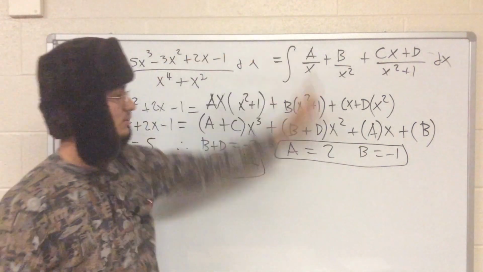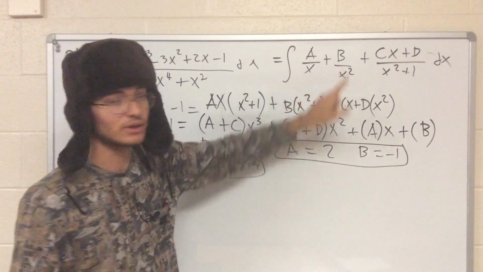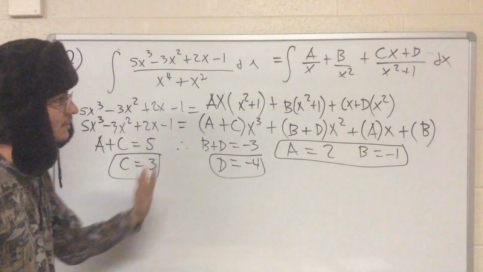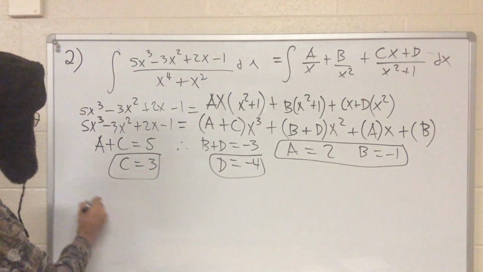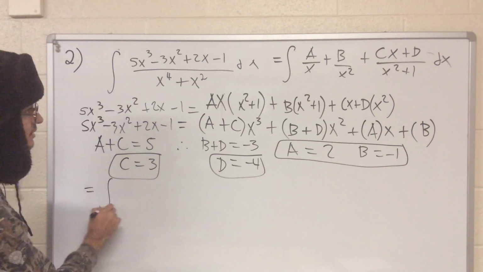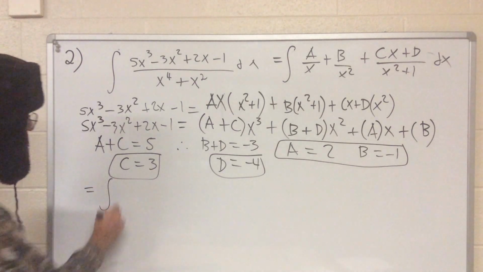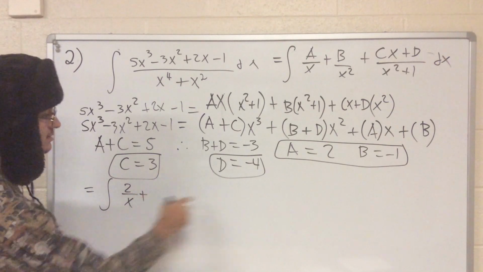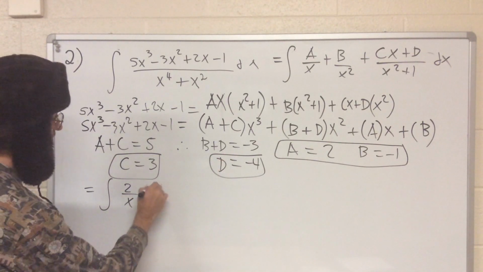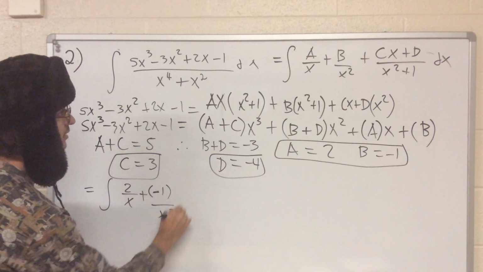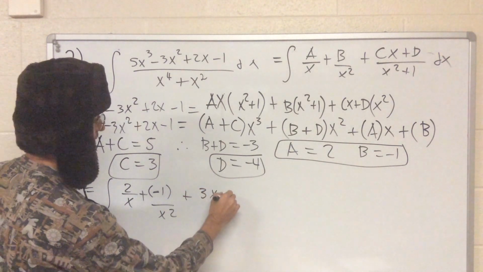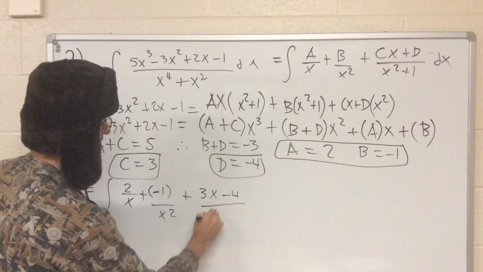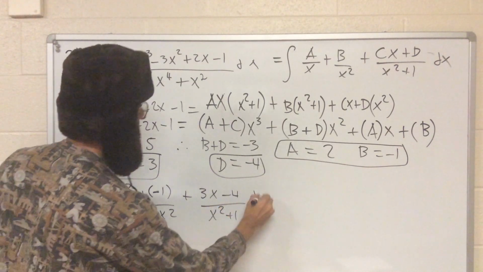Now, let's substitute our constants into the new integral, split up as partial fractions. So the integral of this will be the integral of 2 over x plus, b was negative 1, negative 1 divided by x squared, and then plus 3x minus 4 divided by x squared plus 1 dx.